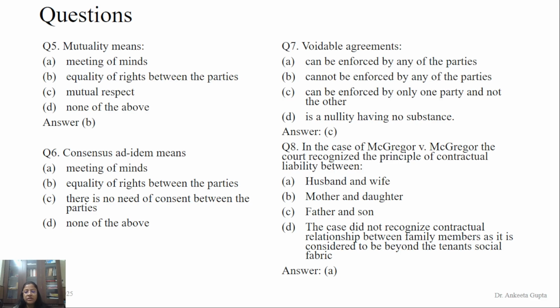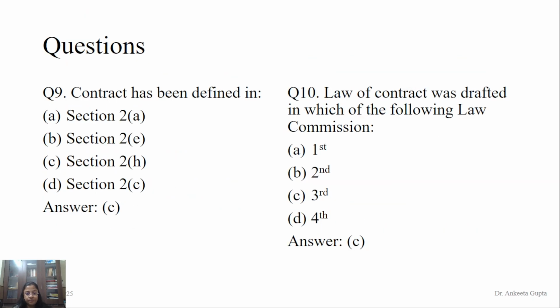In the case of McGregor versus McGregor, the court recognized the principle of contractual obligation or liability between husband and wife. So answer A. Contract has been defined under which provision of law? Section 2(h). So the correct answer is C. And the law of contract was recognized in which of the following law commissions? First, second, third, fourth. And the answer is C, the third law commission.